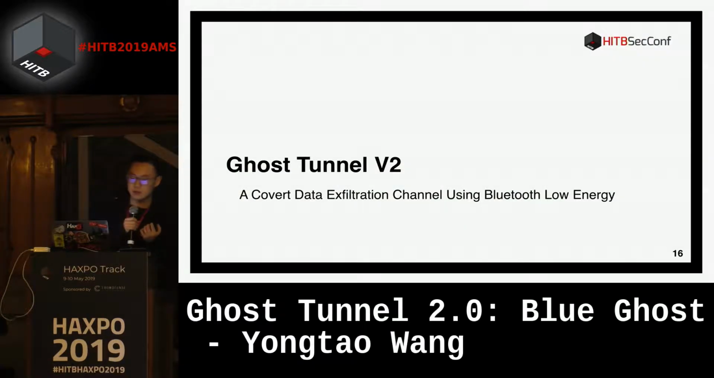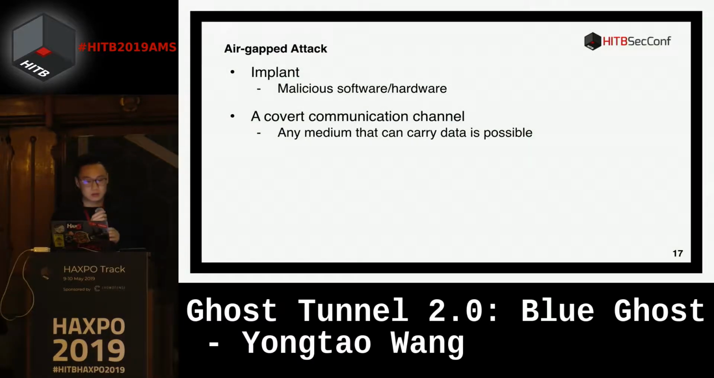For our research, GhostTunnel is a Bluetooth covert channel that can bypass air gapping too. According to previous events and research, we can see attacking an air-gapped network generally takes two steps. The first step is to implant malware or hardware into the target system. And the second step is to establish a communication channel to execute commands and exfiltrate data.